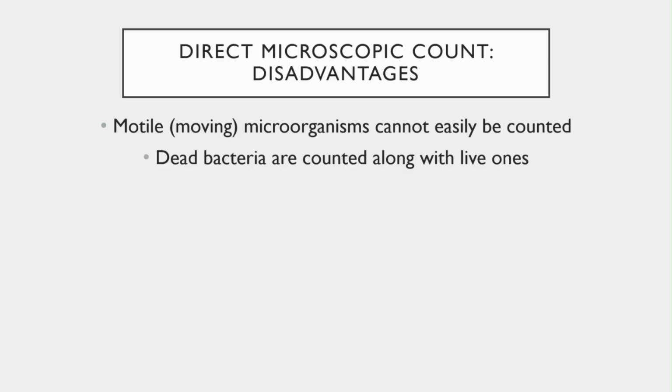Additionally, sometimes you don't want to count the dead bacteria. So if you're doing direct microscopic counts, you're going to be counting the dead bacteria with the live ones. Also, it's going to be very vulnerable to sampling error. And that's because if you imagine with the plates, those colony forming units aren't going anywhere. And they're very dispersed out if you've done your dilution factors or your serial dilutions.